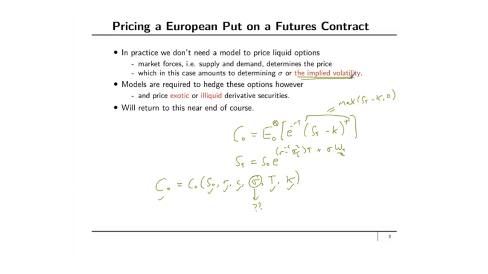Well, we need models for two reasons. One is to help us price what are called exotic or more illiquid derivative securities whose prices are not available in the marketplace. We can also use models to hedge options, and I'll return to hedging later in the course as well.